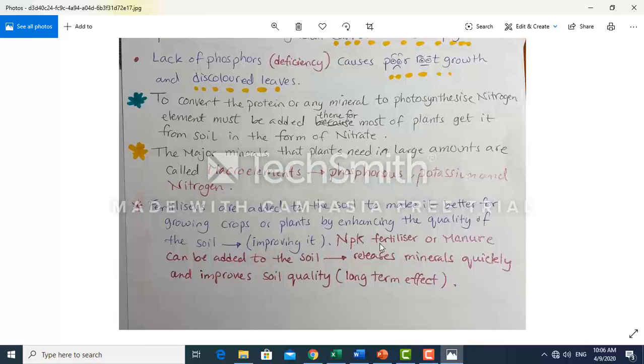I've got one type of fertilizer here. It's called NPK fertilizer. It stands for nitrogen, phosphorus, and potassium. Fertilizer or manure can be added to the soil. The manure here actually releases minerals very quickly and improves the soil quality, so it has a long-term effect.